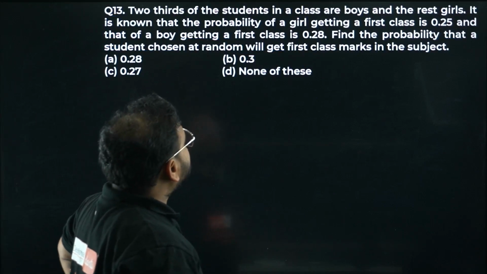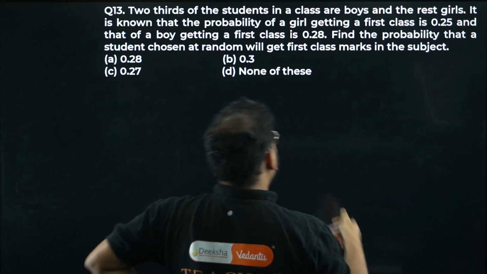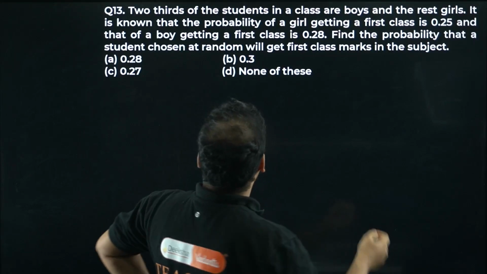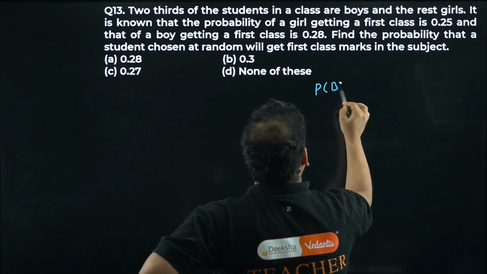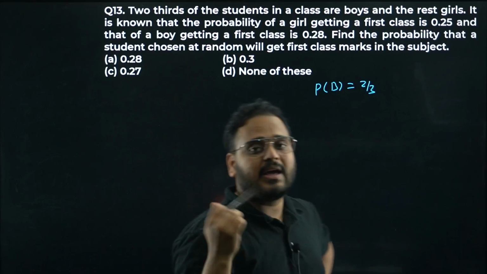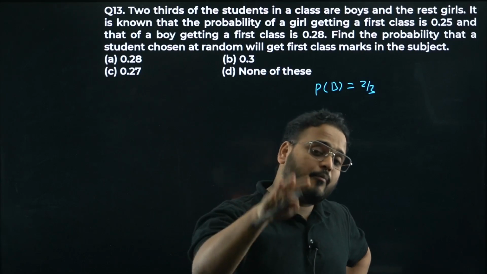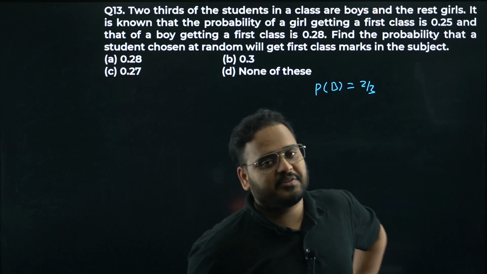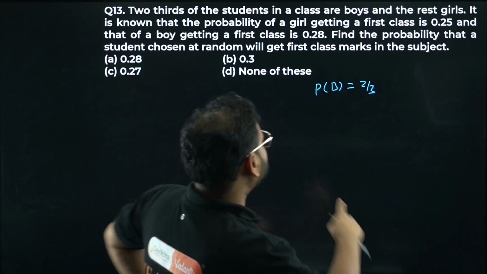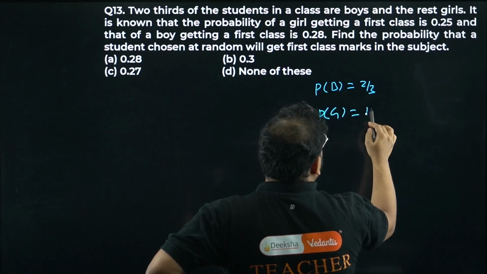2/3 of the students in a class are boys. If I'm choosing one student, the chance of choosing a boy will be 2 by 3. If I have to select randomly one student in a class, unbiasedly, and since they've given the classification as 2/3 boys, the chances of picking a boy will be 2 by 3. I don't know whether it is a boy or not, but if I'm choosing one student, the chance it comes out to be a boy is 2 by 3. Again, the rest are girls, meaning PG is 1 by 3.